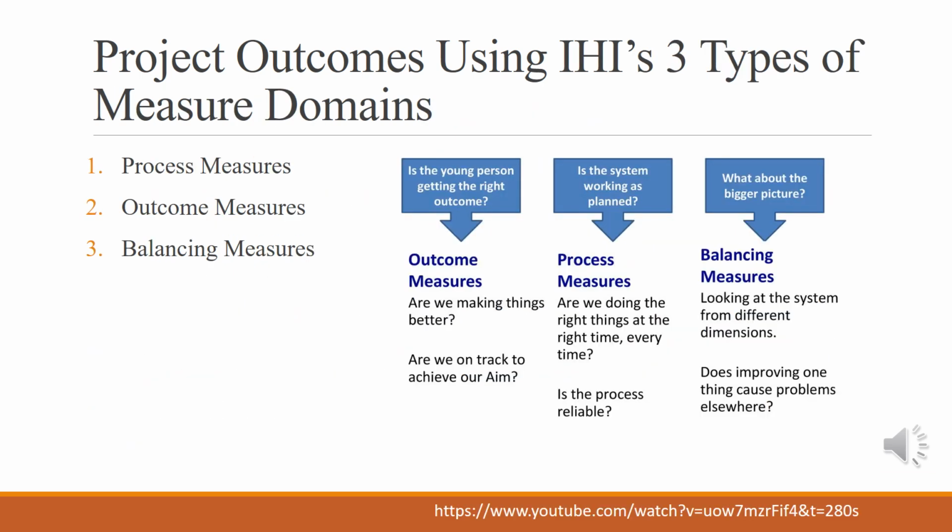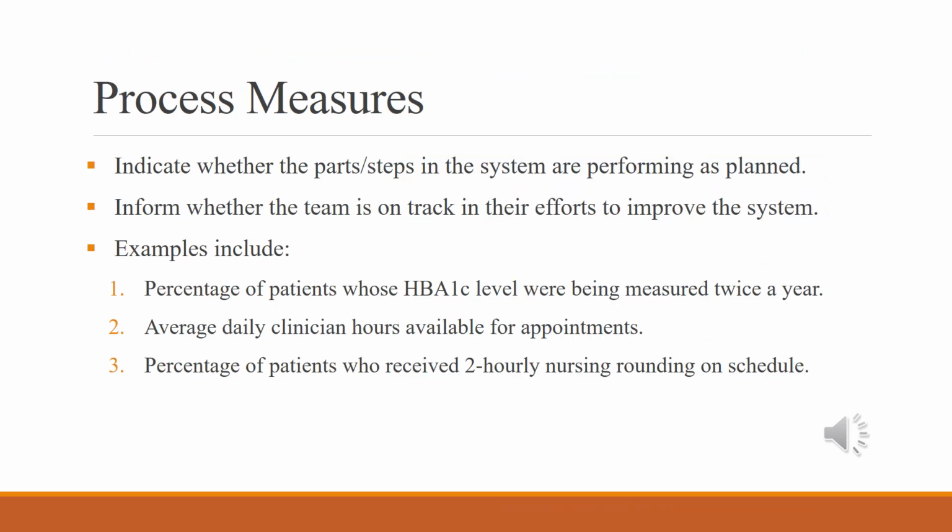And alternatively, we can also use the IHI 3 types of measure domains to derive our project outcomes. So these 3 domains are process measures, outcome measures, and balancing measures. Process measures indicate whether the parts or the steps in the system are performing as planned. It informs you whether you're on track to improve the system. So these are some examples in the slides.